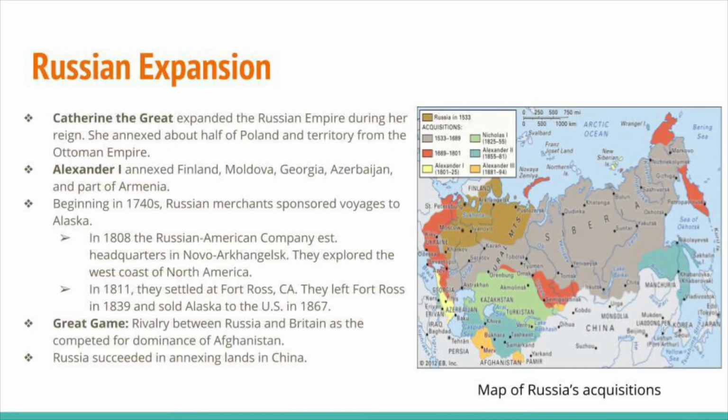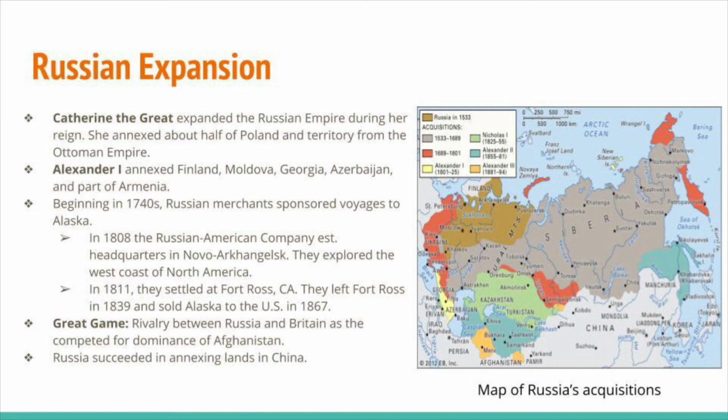Russian expansion. Catherine the Great expanded the Russian Empire during her reign. She annexed about half of Poland and territory from the Ottoman Empire. Alexander I annexed Finland, Moldova, Georgia, Azerbaijan, and part of Armenia.